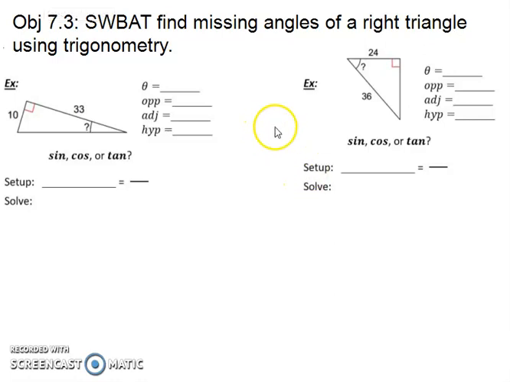Alright, so let's finish this unit with objective 7.3. We're going to find missing angles of right triangles using trigonometry. Again, we're going to be using SOHCAHTOA, and you should notice that these problems look very similar to the ones from objective 7.2. The difference is that what we're looking for is an angle and not a side. So we're going to start the same way.